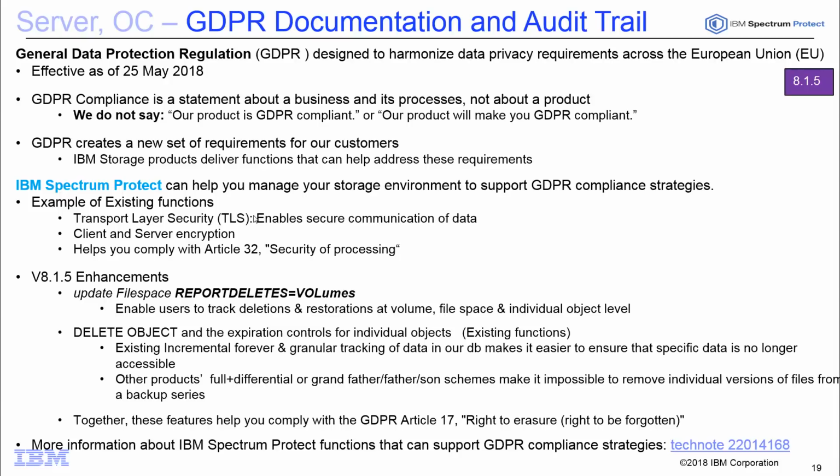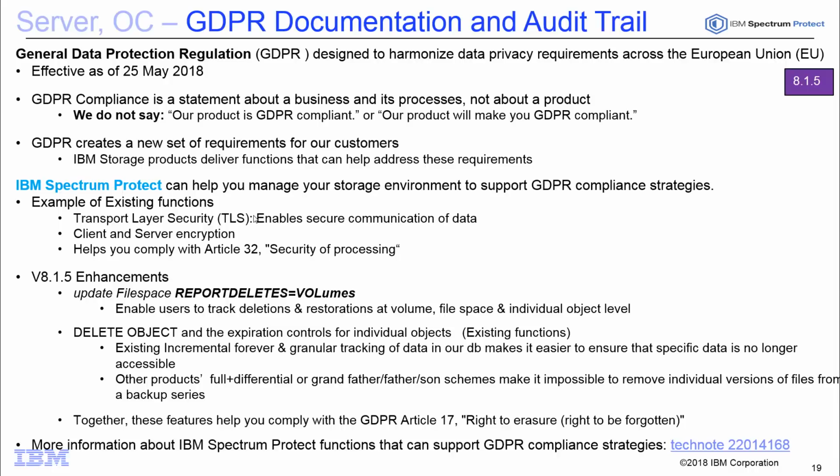And so let me give you a couple examples of those. We have existing functions like transport layer security, which enables secure communications of data. We have client and server-side encryption already available. And both of these will help you comply with Article 32 of the GDPR, which is security of processing. In version 8.1.5, we have added a new update file space report deletes equals volumes. And this will enable the user to track deletions and restorations at volume, file space, and individual object layer.